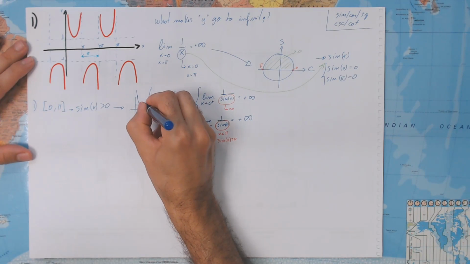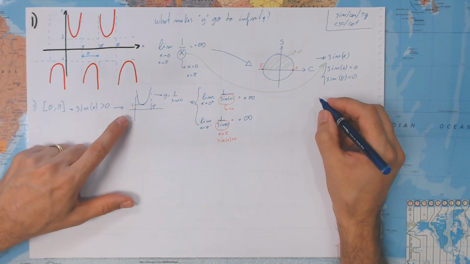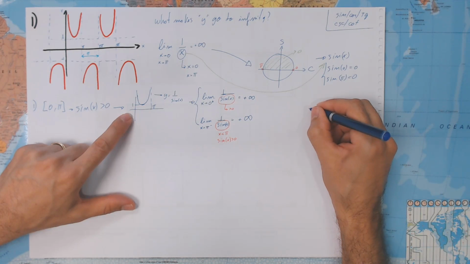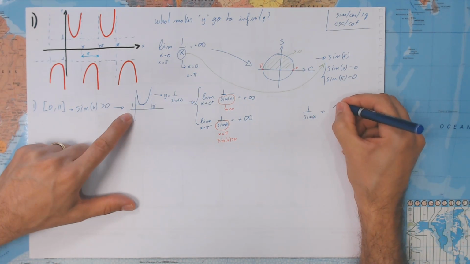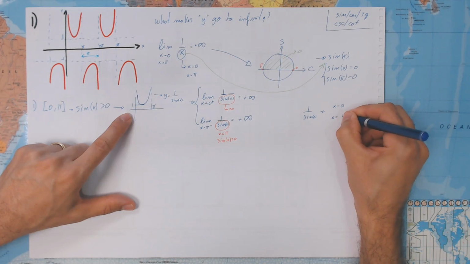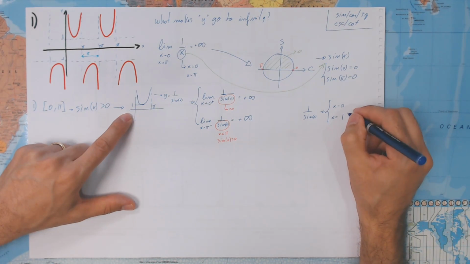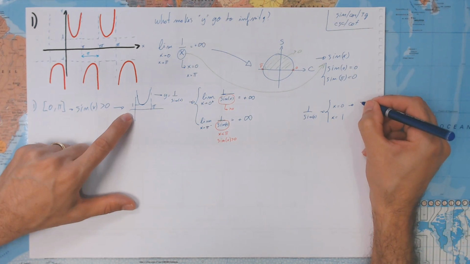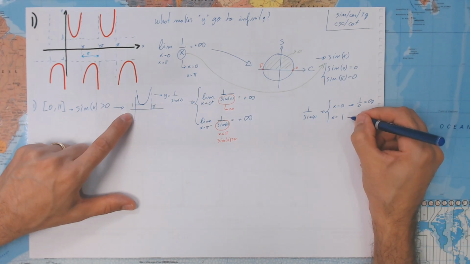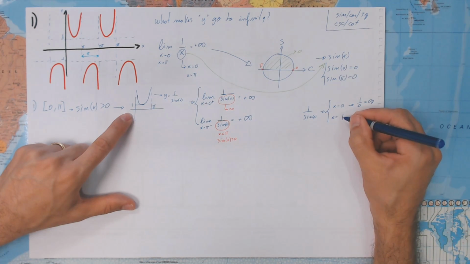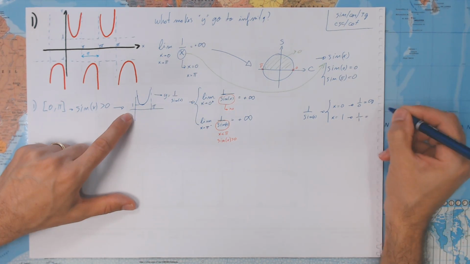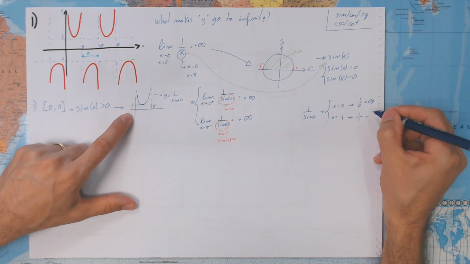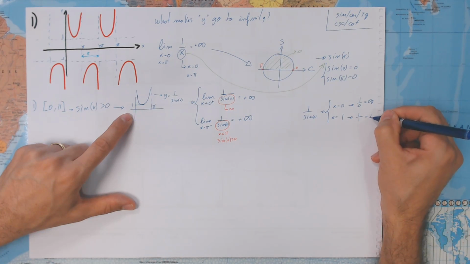Oh, and this is always 1, okay? Why? Because 1 over sine of x, let's make x equals 0 and x equals 1. It doesn't go any further than that. When x equals 0, 1 over 0 gives us infinity. And when x equals 1, we're going to have 1 over 1, I mean the sine, right? 1 over 1, and this is just 1, okay?